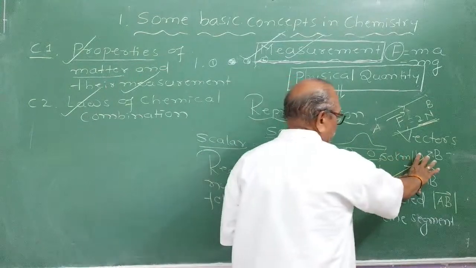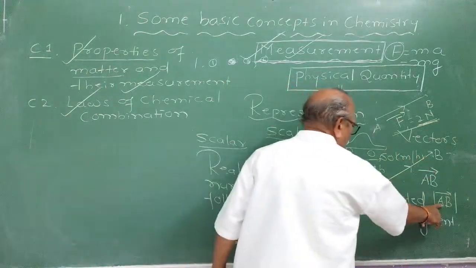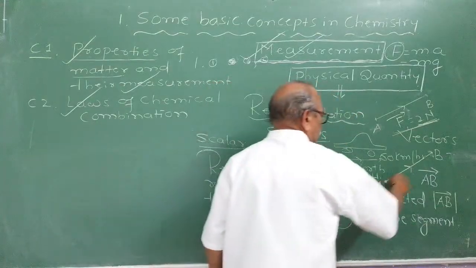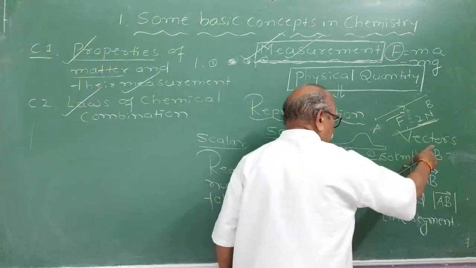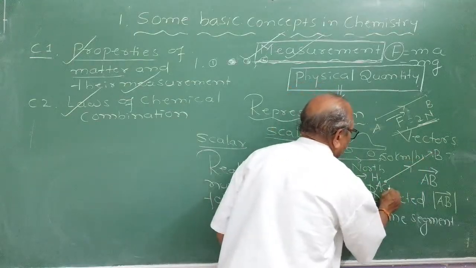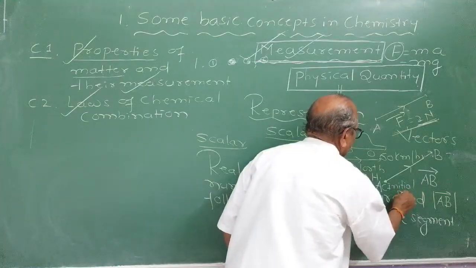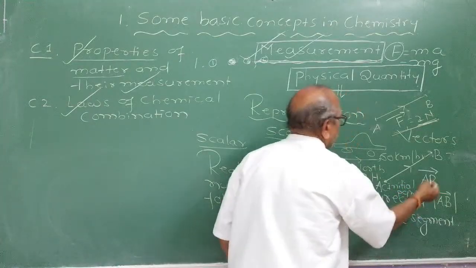The length of this particular vector gives you the magnitude of it, and the direction of the arrow mark shows you from A to B. This particular A is called the initial point, and B is called the terminal point.